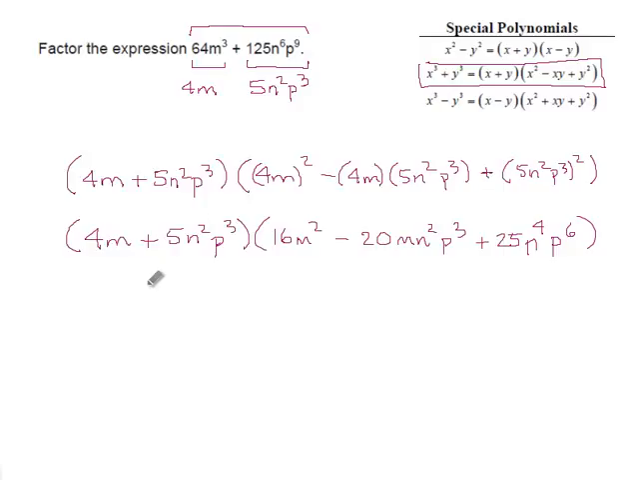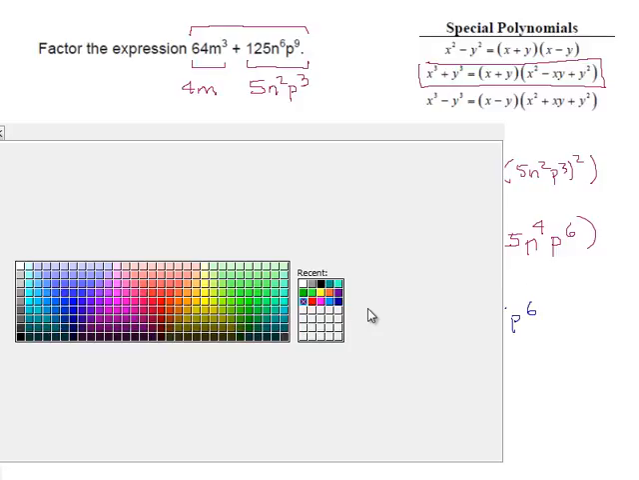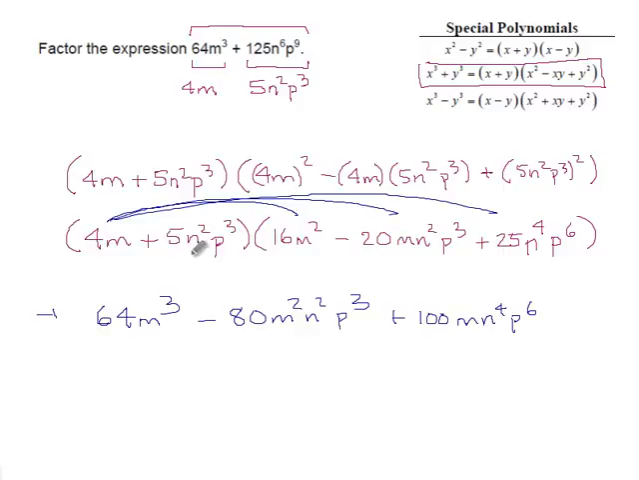We'll double check it because we like to be right. 4m times 16m squared gives 64m cubed. Next term gives minus 80m squared n squared p cubed. 4m times this gives 100mn to the 4th p to the 6th. And our next term, distributing through, gives us 5 times 16 is 80m squared n squared p cubed.